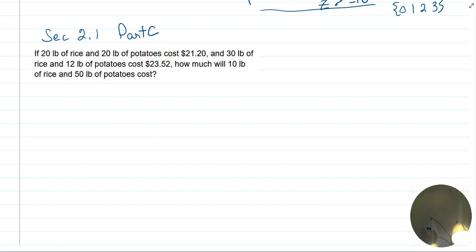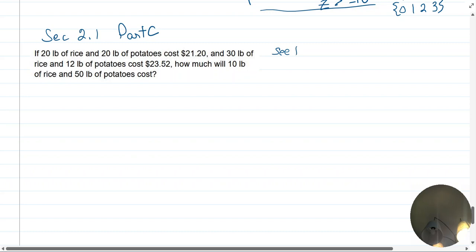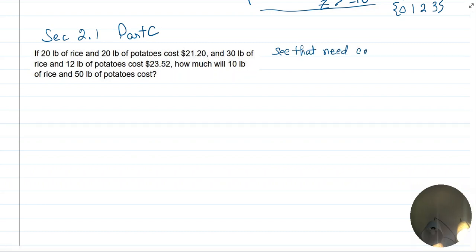So if a 20-pound of rice and a 20-pound of potatoes cost $21.20, and a 30-pound of rice and a 12-pound of potatoes cost $23.52, how much will 10 pounds of rice and 50 pounds of potatoes cost? Well, we can see that we need the cost per pound of rice and potatoes.